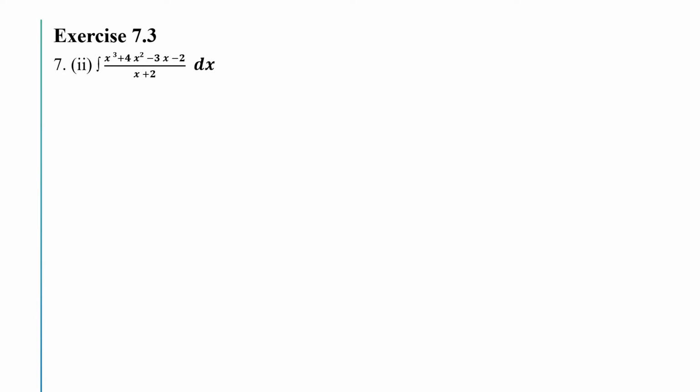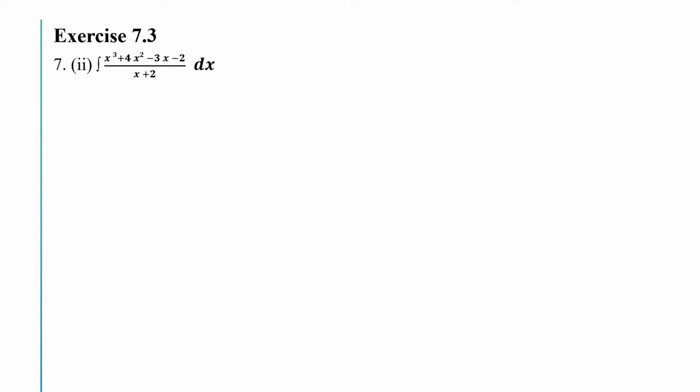These are the questions from exercise 7.3 of chapter 7, Integrals, from the book Applied Mathematics Class 12 by M.L. Agarwal. Here the seventh question is: we have to find the integral of (x cube plus 4x square minus 3x minus 2) divided by (x plus 2) dx.